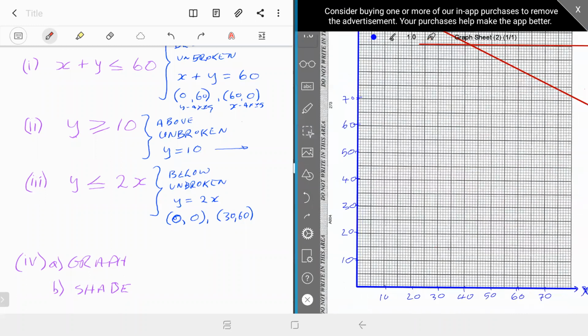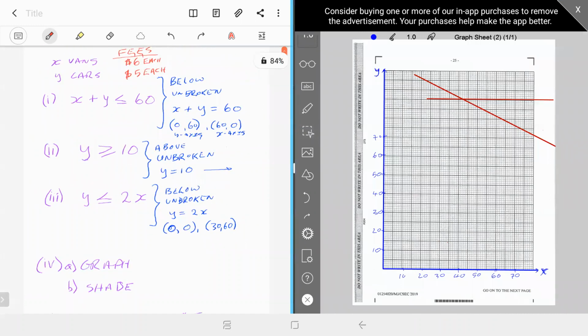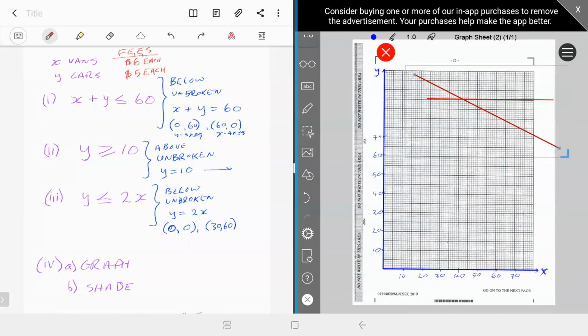All right, so now we're going to put in the lines. I'm going to just copy these lines and put them in. Now the first line was the x plus y line. x plus y equals 60. So I'm going to use this one. I'm going to put this point at 60 right there, and this point at 60 down here. All right, and that's it. I can extend it like that. That's the first line, x plus y equals 60.